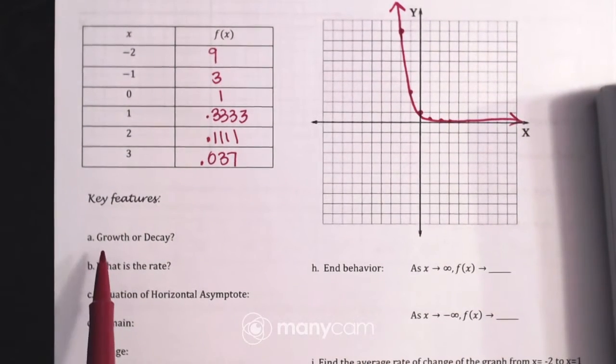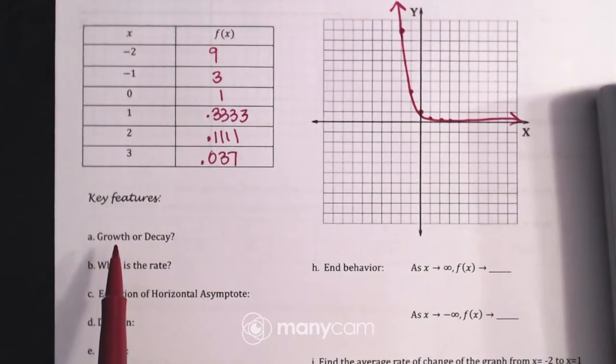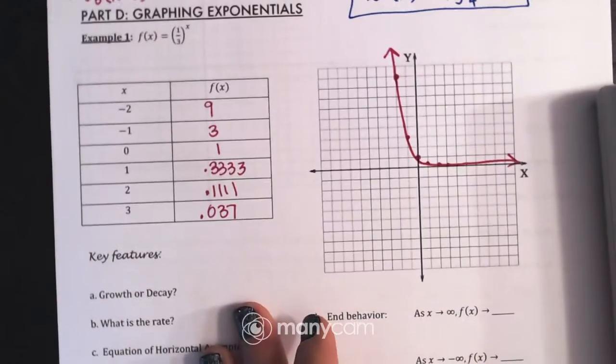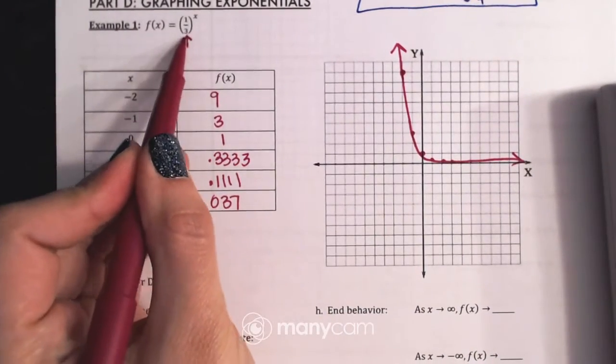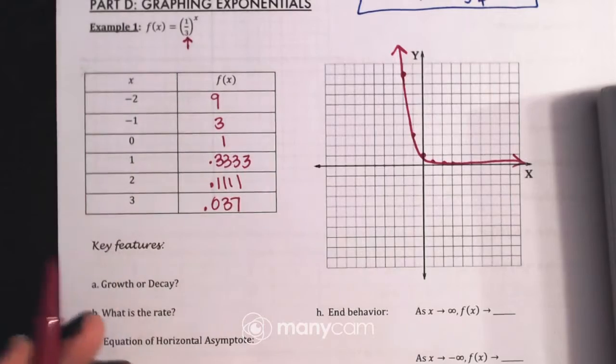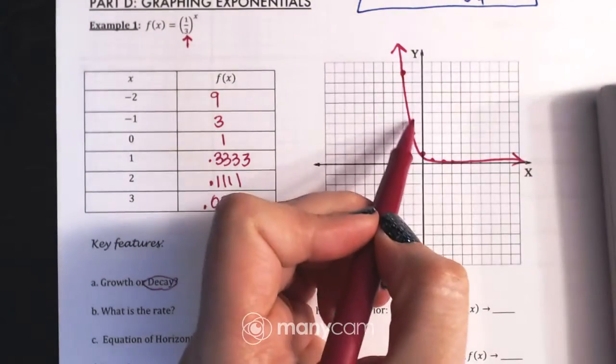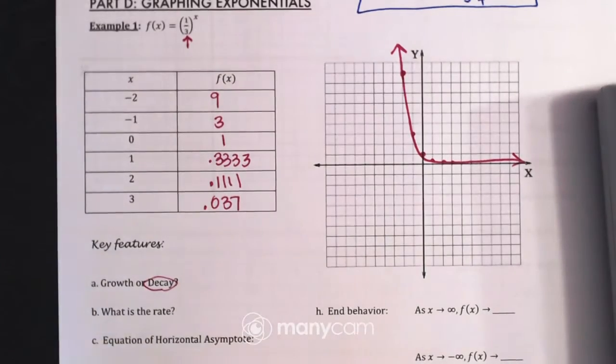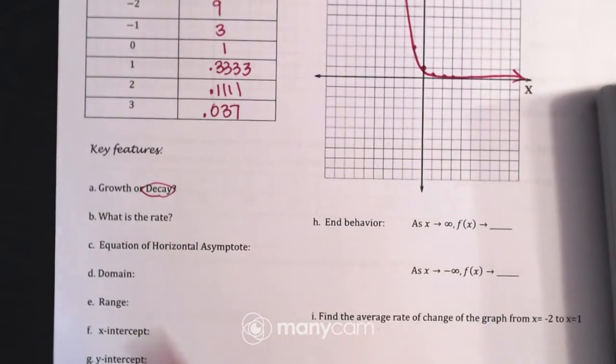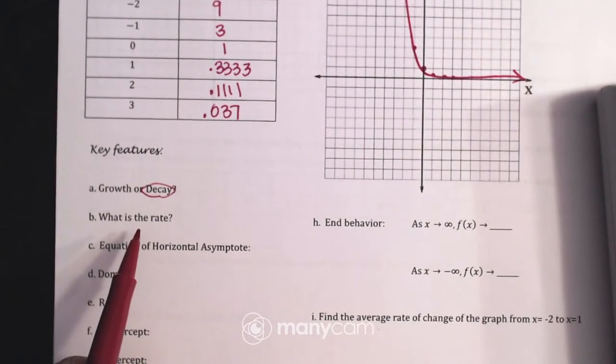So first I want to decide, is this a growth or a decay model? I can decide by looking at the base of my function. The base here is less than 1, so that tells me right away this is a decay model, and my graph is decreasing as I move left to right. Then I want to find the rate, meaning the decay rate.